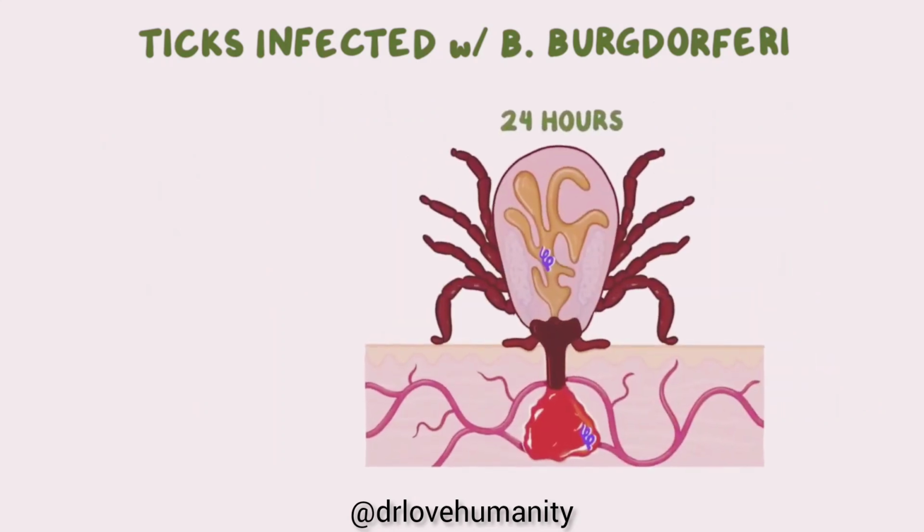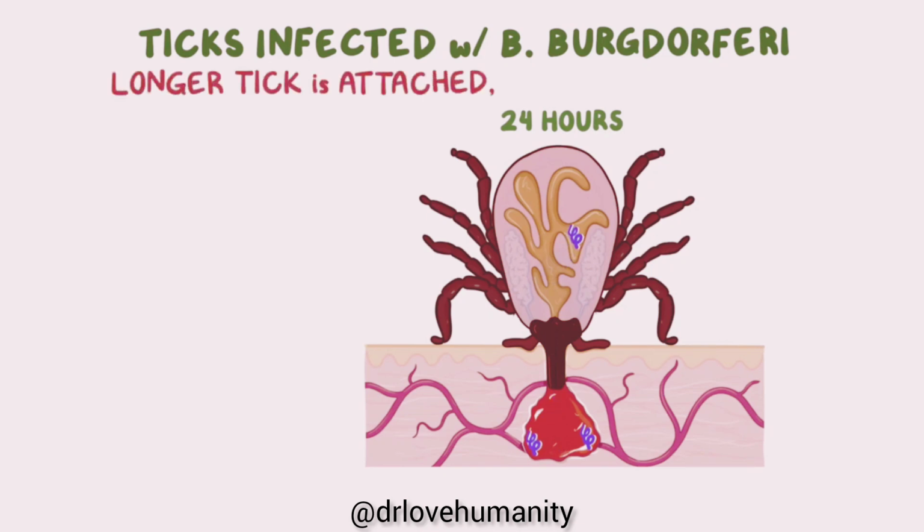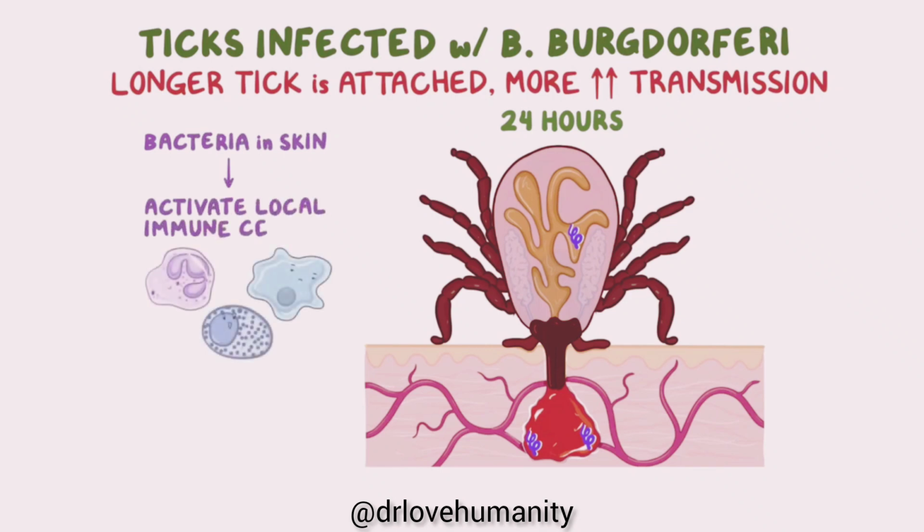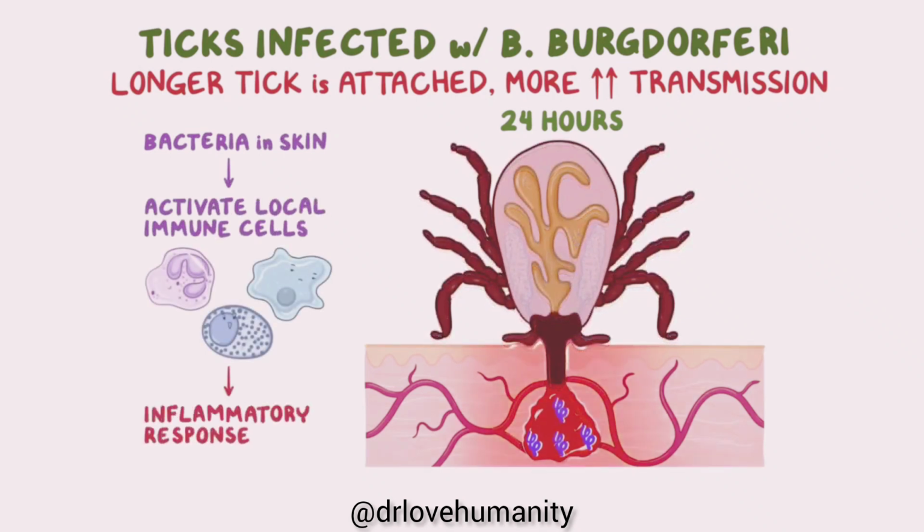After 24 hours of attachment, the bacteria passes from the tick's digestive system to the host's skin, and then into the blood vessels that the tick is feeding on. So, the longer a tick is attached, the more likely transmission will occur. After the bacteria get into the skin, they cause a local infection that activates local immune cells, leading to an inflammatory response.